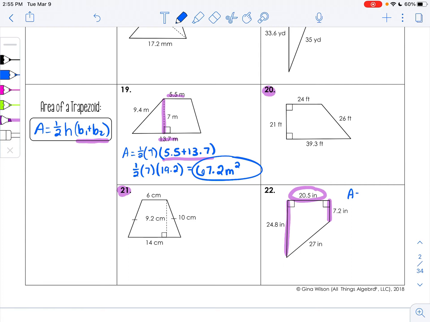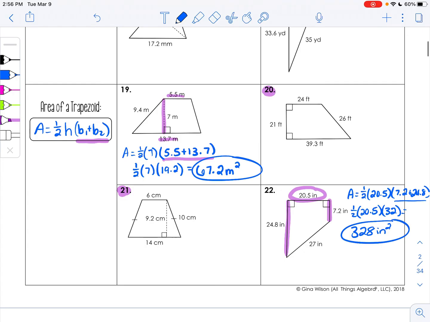So the area of this trapezoid is going to be 1/2 times 20.5 times 7.2 plus 24.8. And then again, making sure you're doing that addition first. So that's 1/2 times 20.5 times, in your calculator, you're going to add 7.2 plus 24.8. And you get 32. So 1/2 times 20.5 times 32. And that equals 328 inches squared.